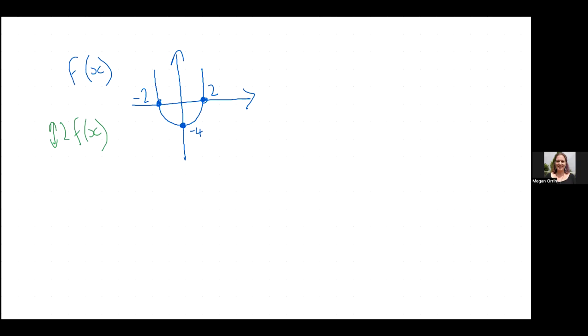This is going to become, right? Let's say that this kept going. This is -8. All right. So if I've just got a number on the front, all I'm doing is changing the y coordinate.